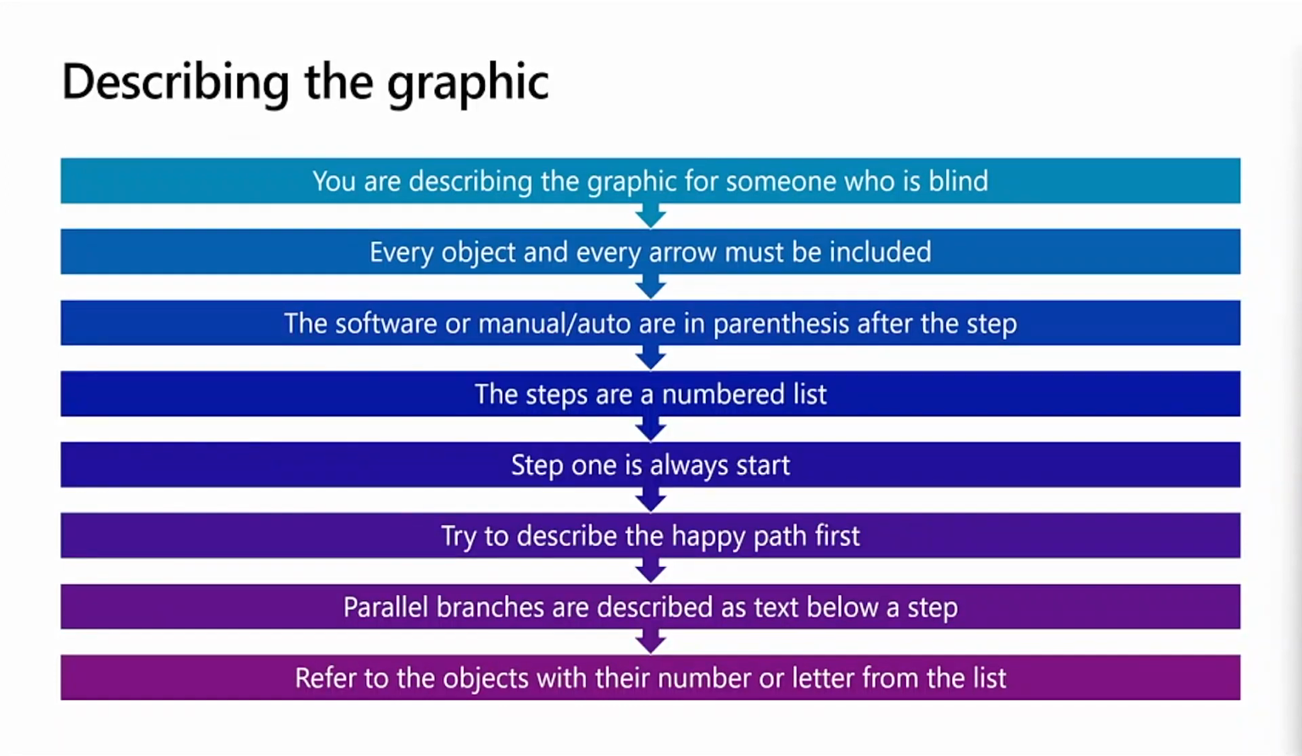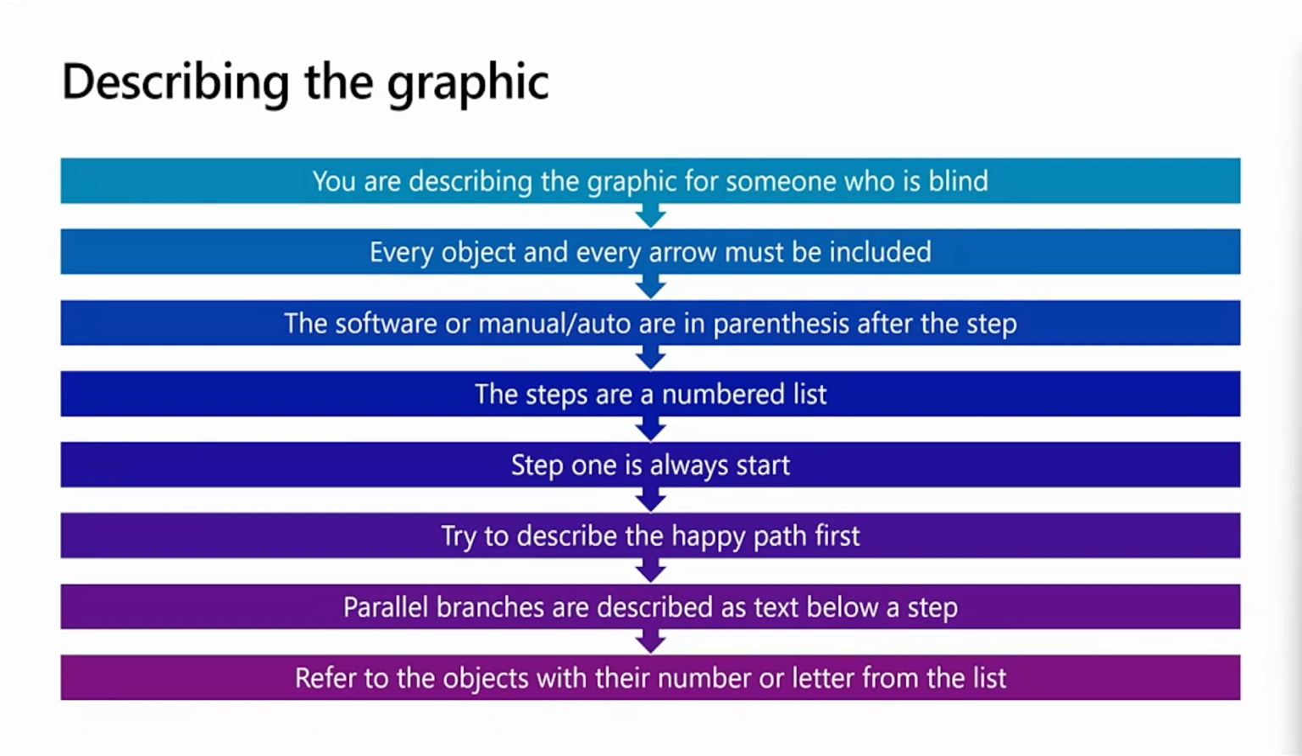The graphic should be described in such a way that you're describing it for someone who is blind. We make the assumption that your reader cannot see the graphic and is using a screen reader, like the worst case scenario, if you will, that they cannot see your graphic at all.